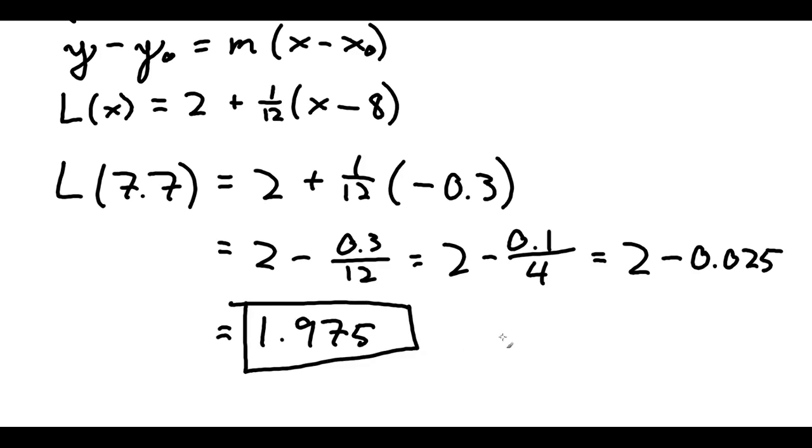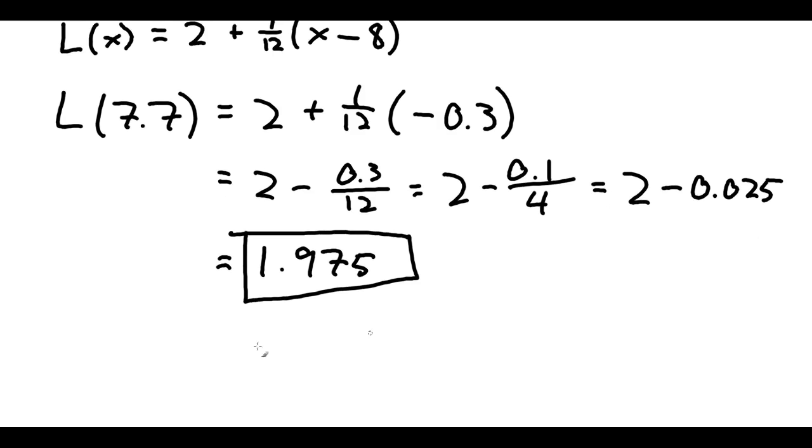So we get 1.975 as the approximate value of the cube root of, let me write that down, the cube root of 7.7 is approximately equal to 1.975. Okay.